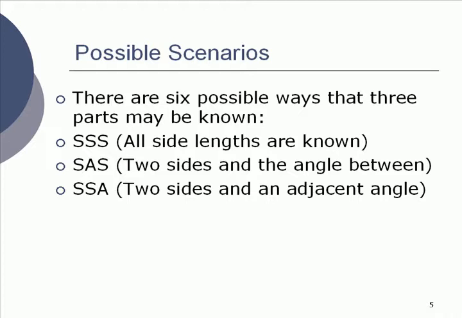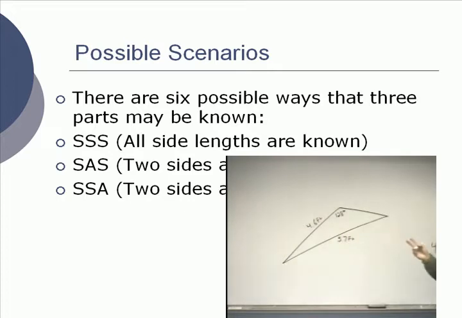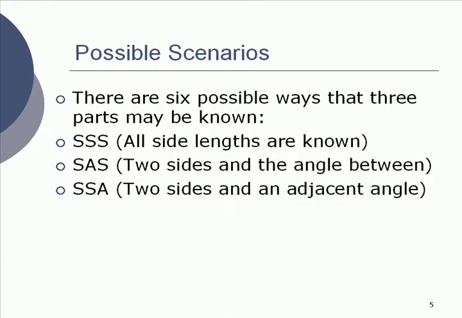So if we're given two sides and an angle where the angle is not in between, for example, there's a case where I've given you two sides and one angle, but the angle is not between the two sides. That would be the SSA case. And we have to handle that differently than the side angle side case.